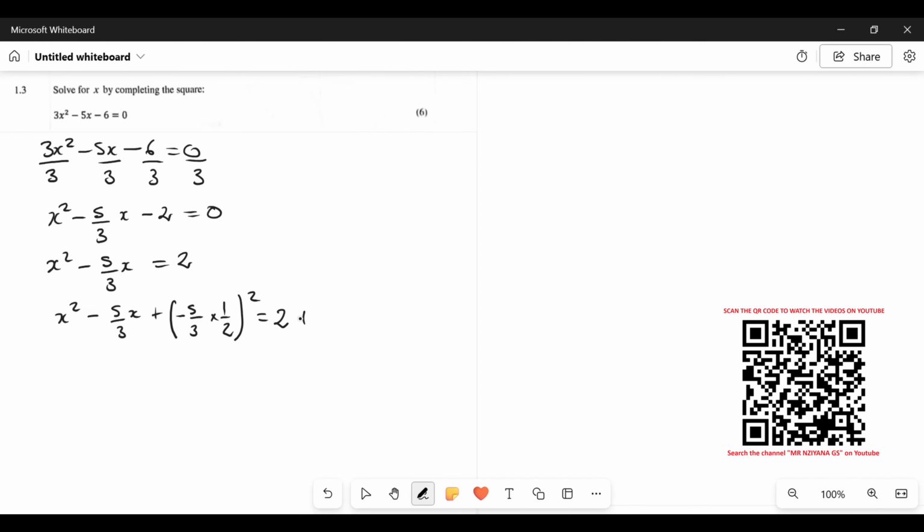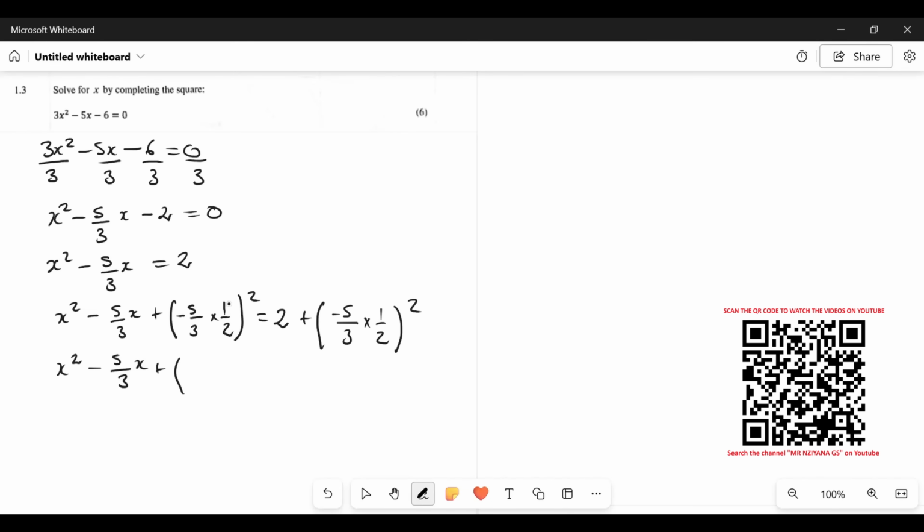We have 2 there. Plus, remember what you do on the left hand side, you must also do on the right hand side. Negative 5 over 3 multiplied by 1 over 2, then square them. If you continue here, on this step, on the left hand side, I would say leave things as they are. So, for example, you can only simplify what is inside the bracket then.